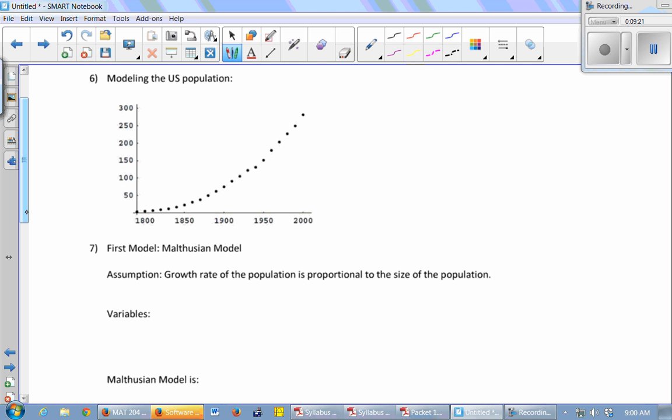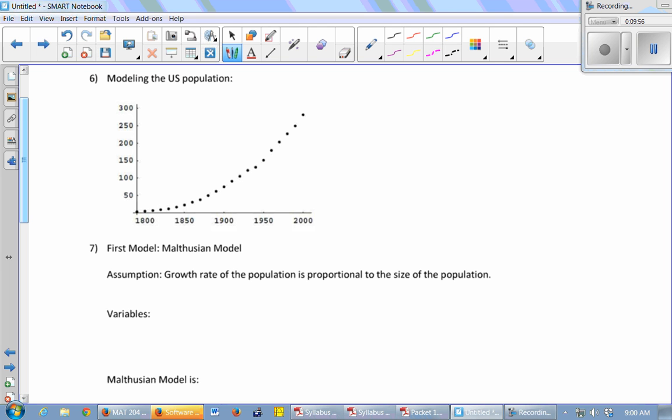All right, so here's the US population from 1800 to 2000 in a scatter plot. So the first kind of model we're going to study is called the Malthusian Model. And our assumption for the Malthusian Model is that the growth rate of a population is proportional to the size of the population. The more people there are in a population, the faster the population grows because there are more people reproducing.